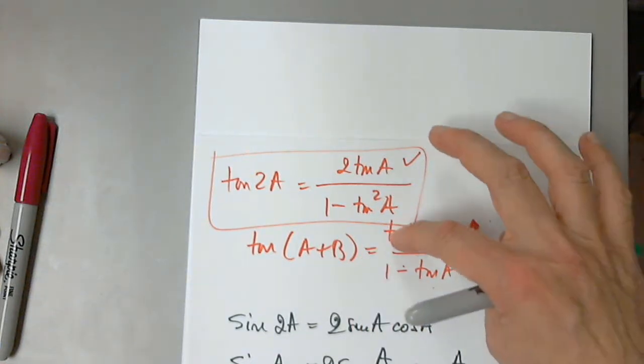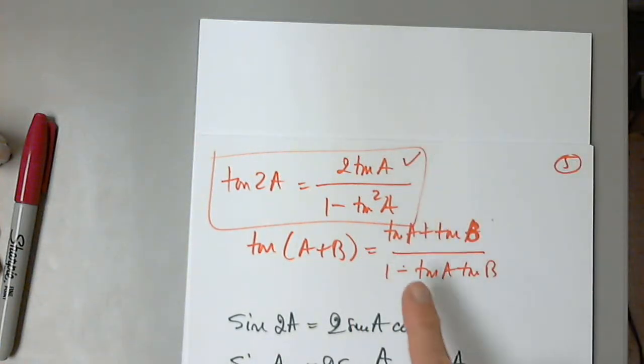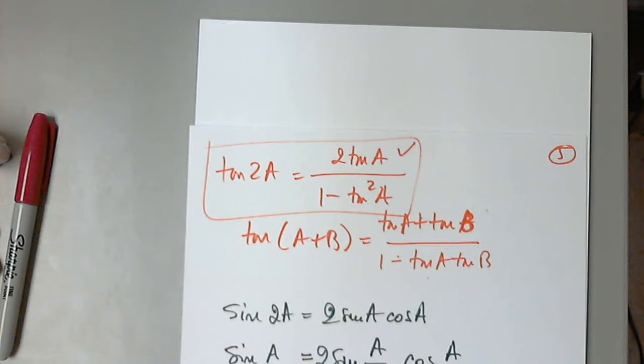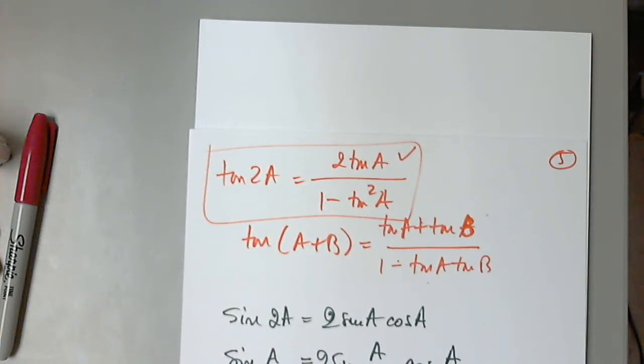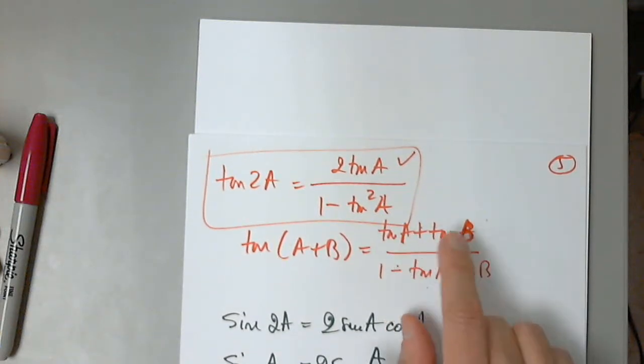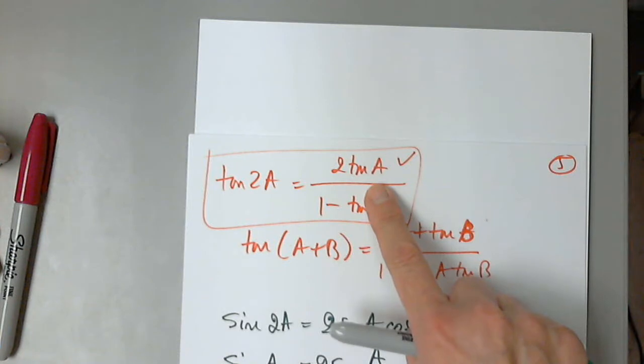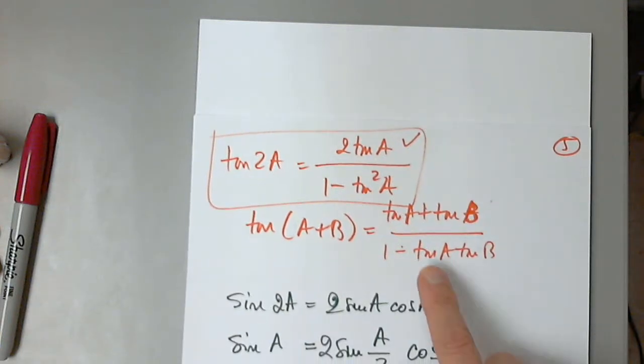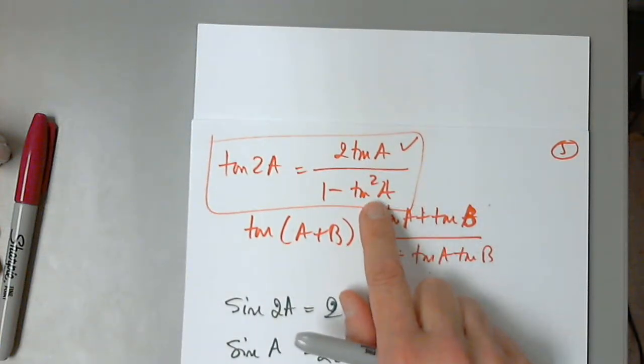Tangent 2A. So it's tangent A plus tangent A, which is 2 tangent A, and tangent A times tangent A, which is tangent squared. So 1 minus tangent squared. When I add tangent A to tangent A, I get 2 tangent A. An apple plus an apple is 2 apples. And then tangent A times tangent A will be tangent squared A.